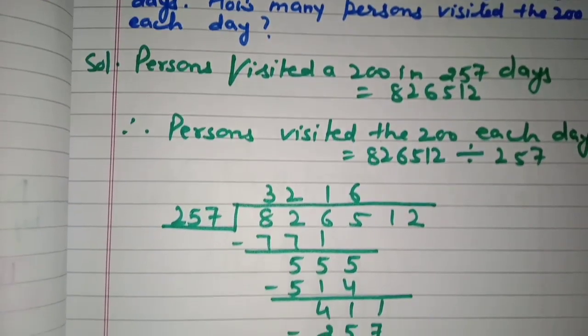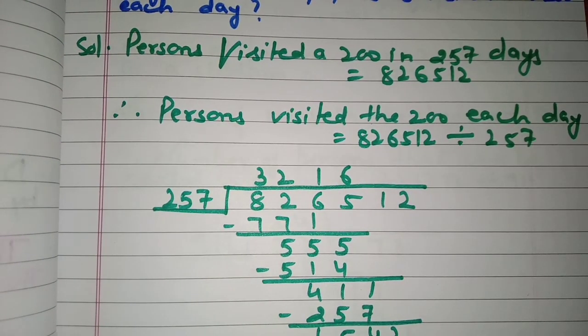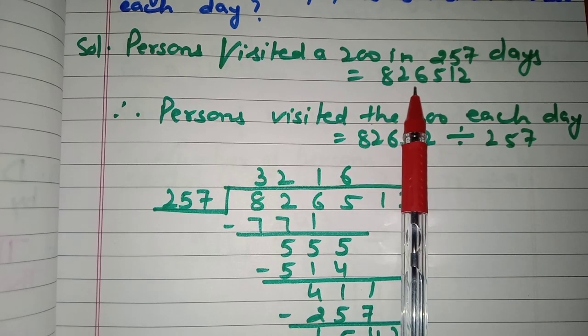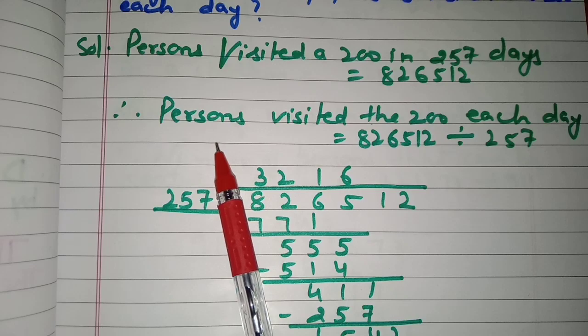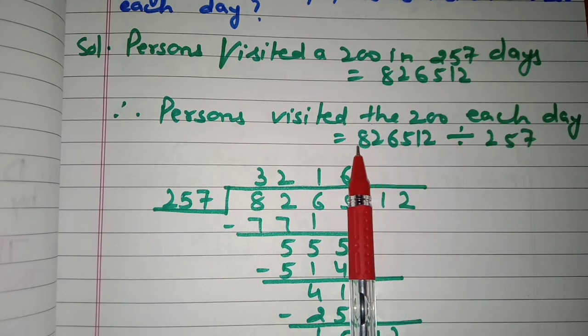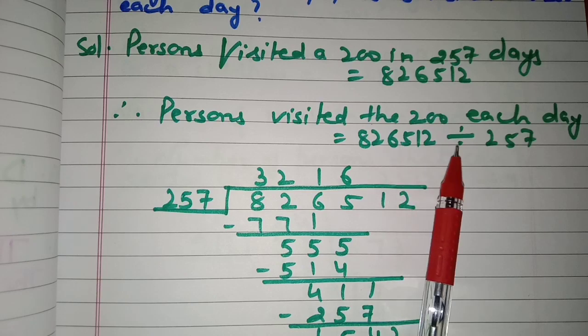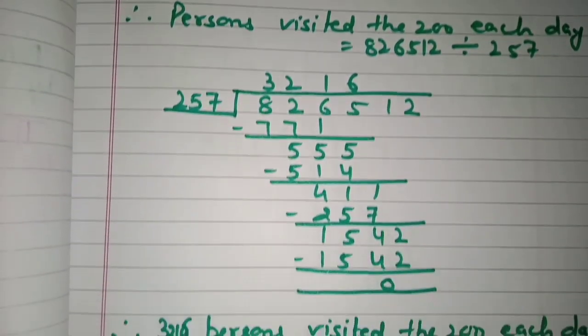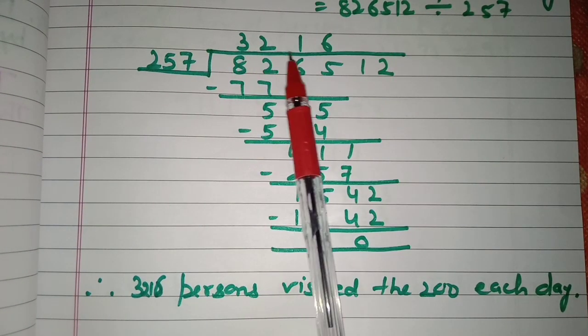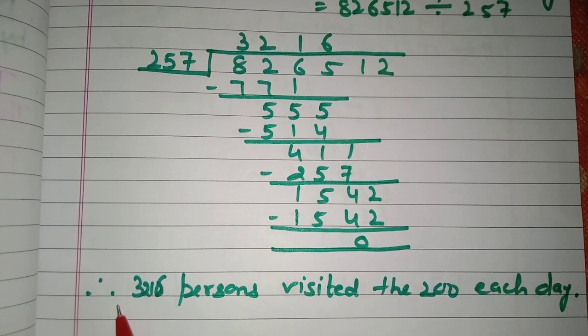So let's do the question. Persons visited a zoo in 257 days, 8,26,512. Therefore, persons visited the zoo each day, we need to divide 8,26,512 by 257. And what we will get after division? We'll get 3,216. It means 3,216 persons visited the zoo each day.